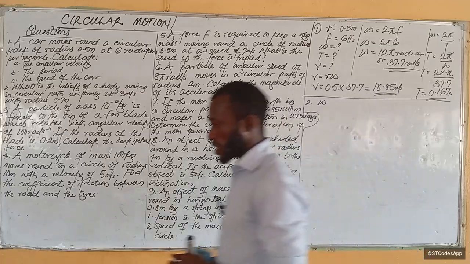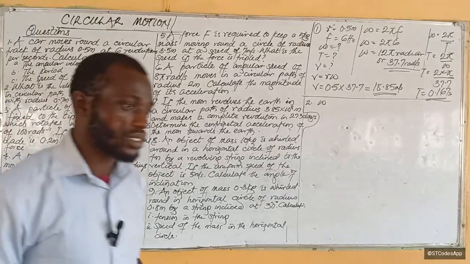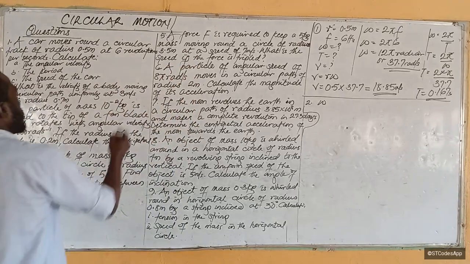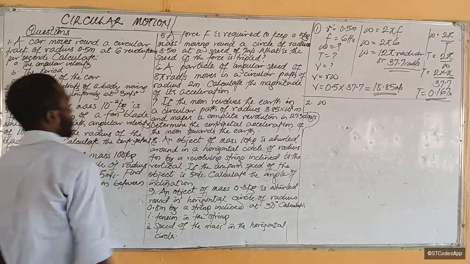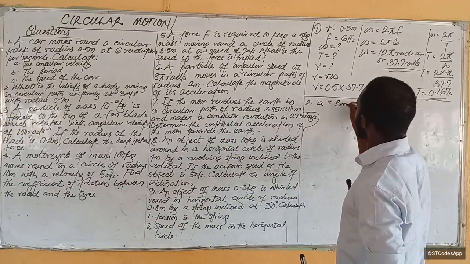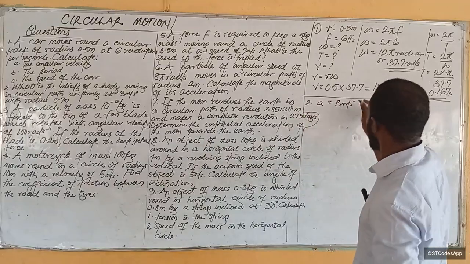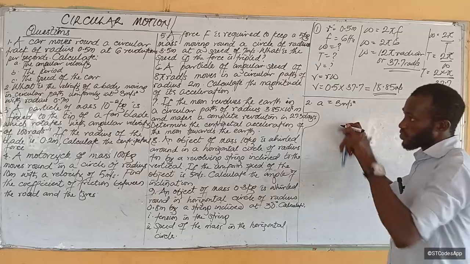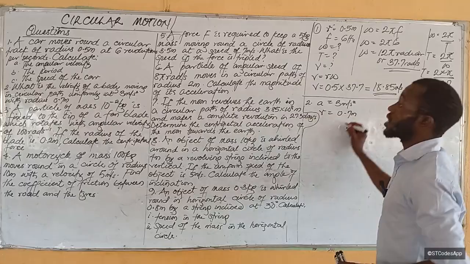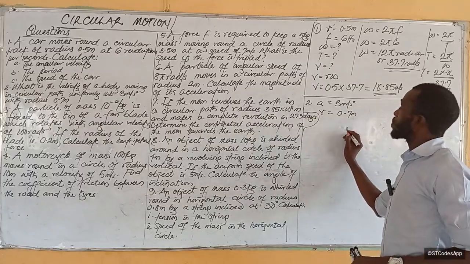Let me see the question again. Moving at 3 meters per second square. Maybe this is acceleration. A equal to 3 meters per second square. That's the linear acceleration, I'm sorry, with radius r equal to 0.7 meters. We should find the velocity of the body.